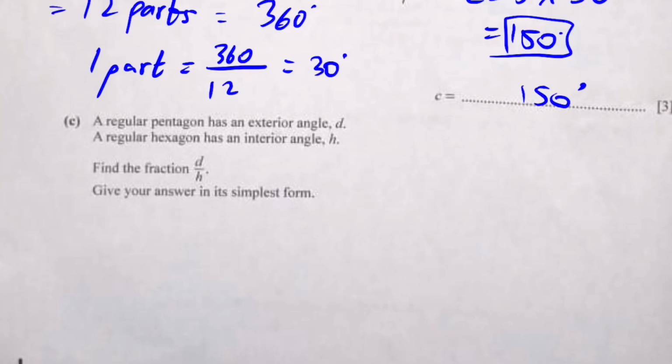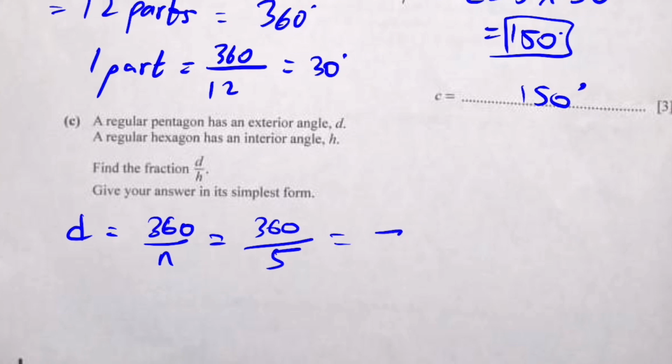Question C. A regular pentagon has an exterior angle D. A regular hexagon has an interior angle H. Find the fraction D by H. Give the answer in simplest form. So a regular pentagon's exterior angle D will be equal to 360, which is the sum of exterior angles, divided by the number of sides, n. A pentagon has 5 sides, so 360 by 5, 72 degrees.